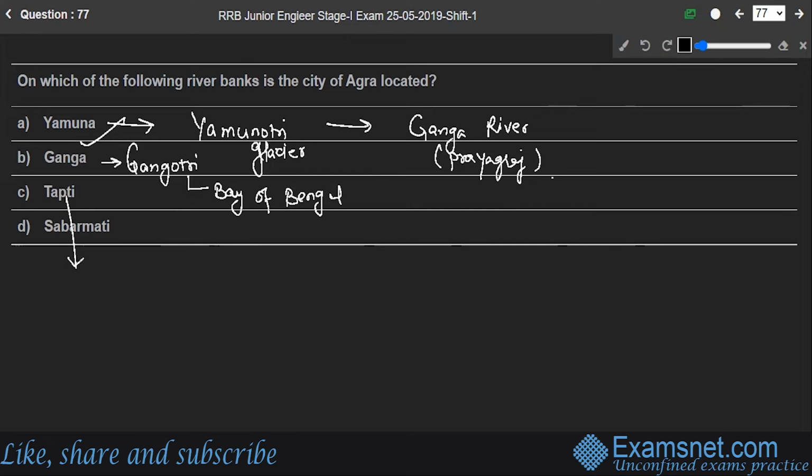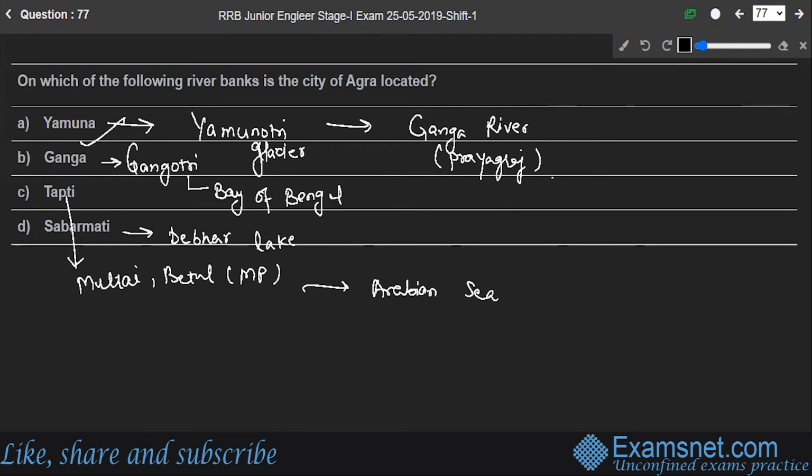And Tapi starts from Multai, Betul in MP, goes to the Arabian Sea, and Sabarmati starts from Debhar Lake in the Aravali Range to the Gulf of Khambhat, Arabian Sea.